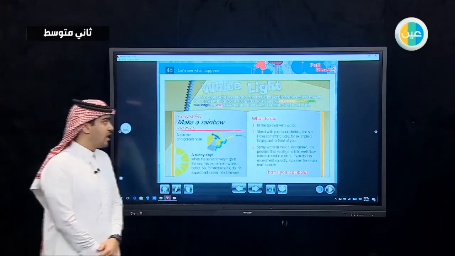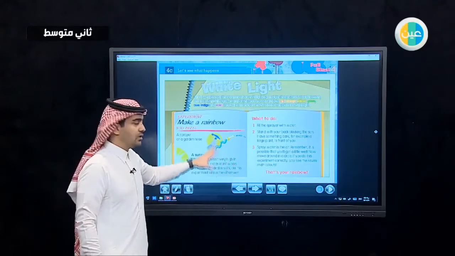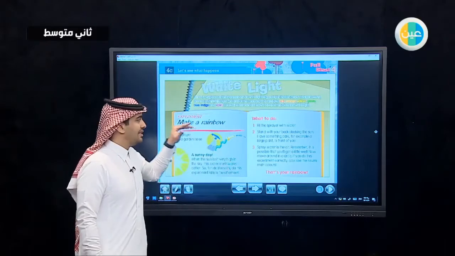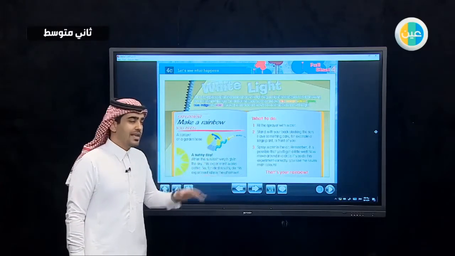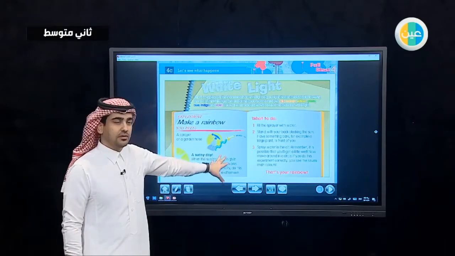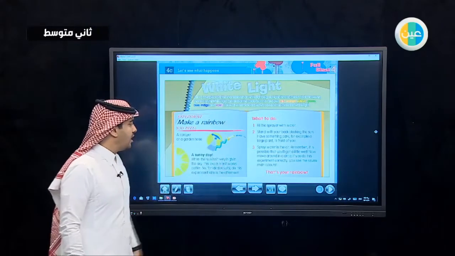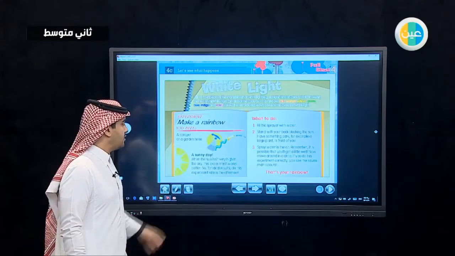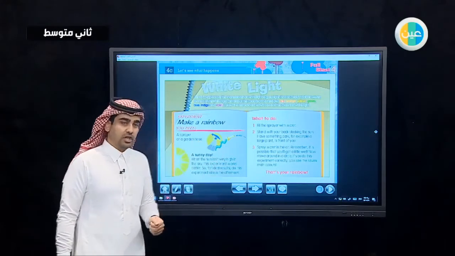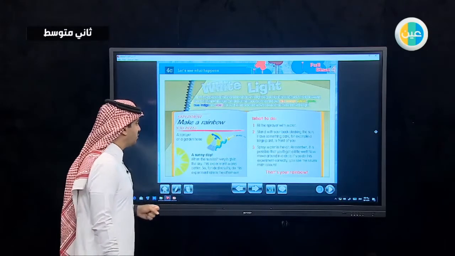Good. If you follow these instructions and do this experiment, you will create your own rainbow. This will prove to you that the sunlight is not only white, it has 7 different colors, and you can prove that by doing this experiment. We have many new vocabulary words in this reading text. You can find your own vocabulary and look them up in your dictionary, or use Google translation to find the meaning of these words and how to pronounce them.